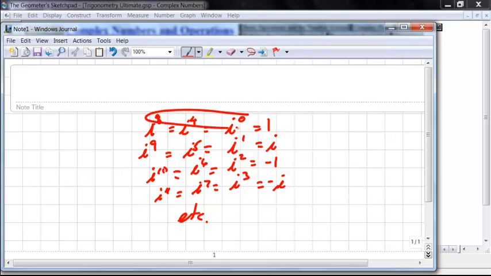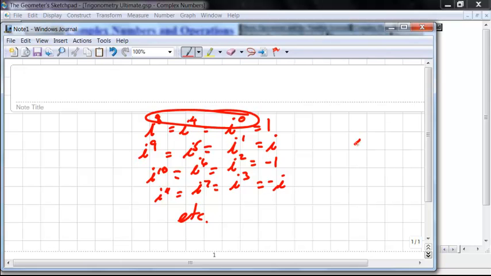What do you notice about all these numbers, 0, 4, and 8? Well, they're multiples of 4. These are 1 more than a multiple of 4. These are 2 more than a multiple of 4. And these are 3 more than a multiple of 4. So all we really have to do is divide the power by 4.